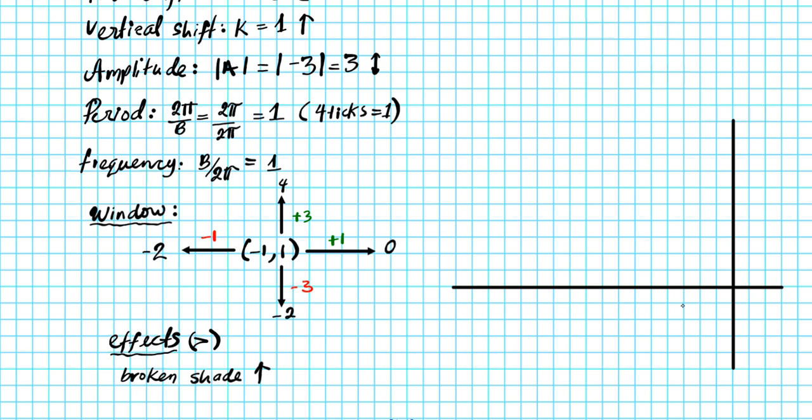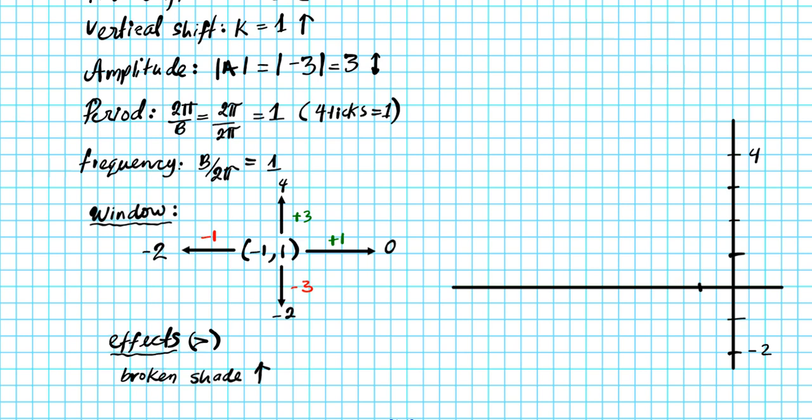To start with the x-axis, we're going to go down to -2, so 1, 2, -2, and then up we're going to go all the way to 4, 1, 2, 3, 4. Okay, so from -2 all the way to 4. And then we have the x-axis calibration. 4 ticks is equal to 1. Let's go ahead and do that.